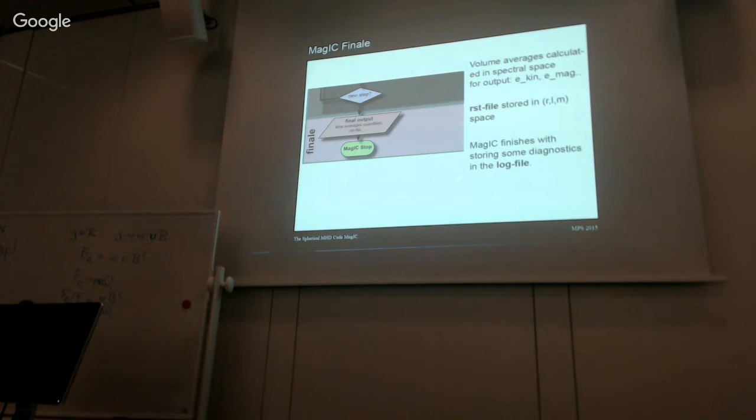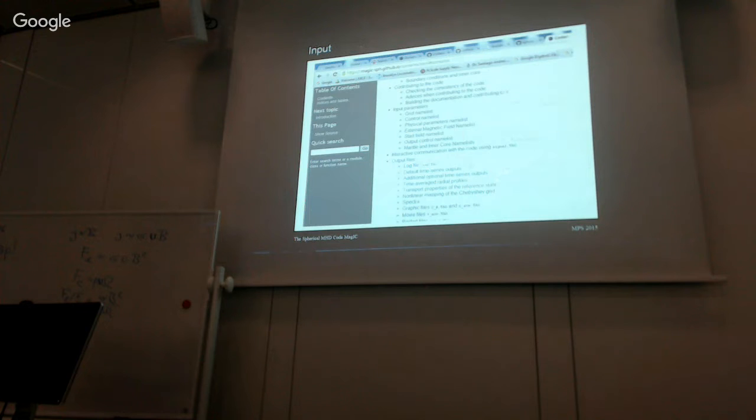And at the end, MagIC will also write a lot of information, actually some diagnostic information that will tell you how long the run lasted, what the parallelization used was, how many cores you used, and other diagnostic parameters. That's all written in a file called the log file.